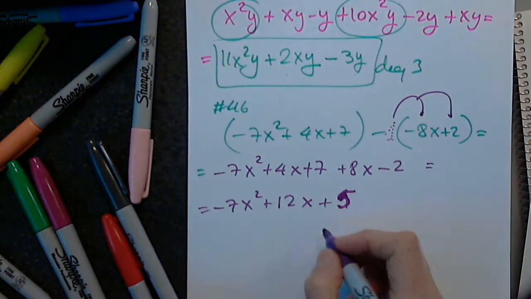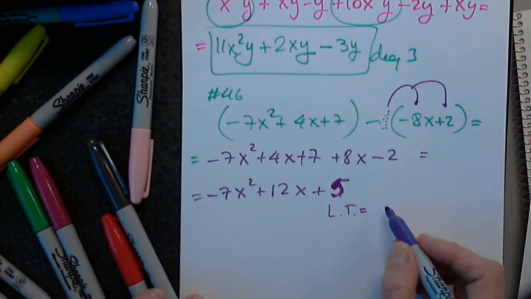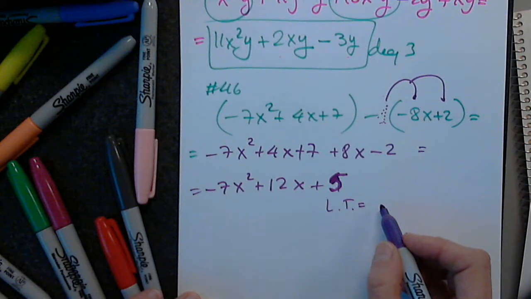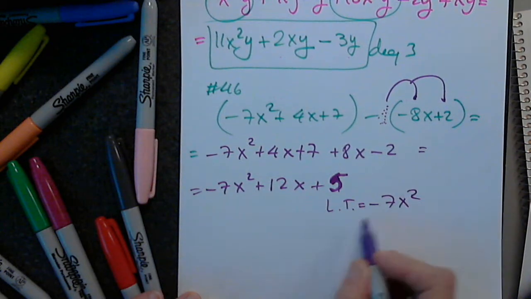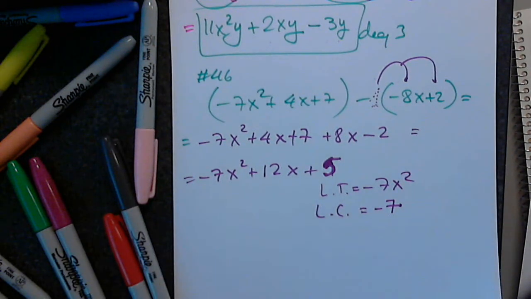Very good. So now I'm going to ask the leading term, please. The first one. Negative 7x squared. Very good. The leading coefficient. Negative 7. Very good. Okay, so let's look at one more example and move on.